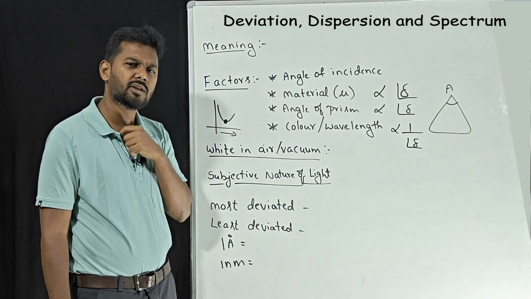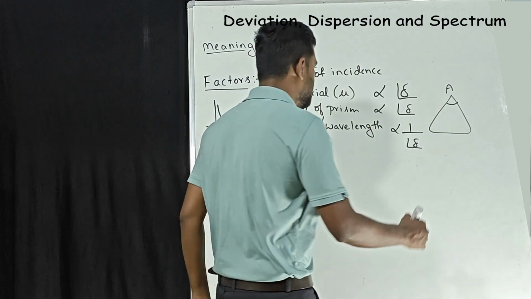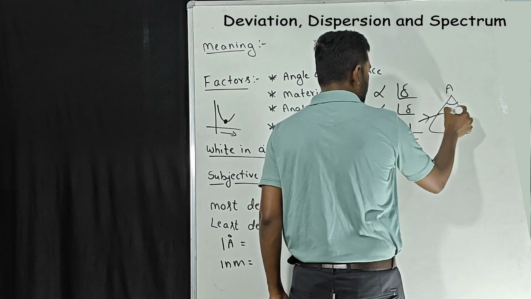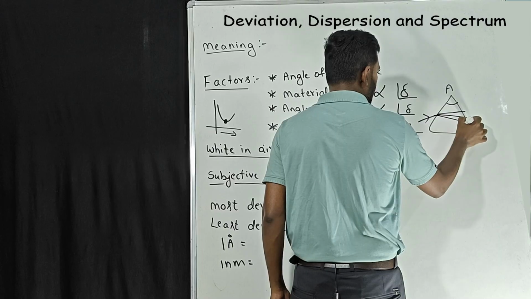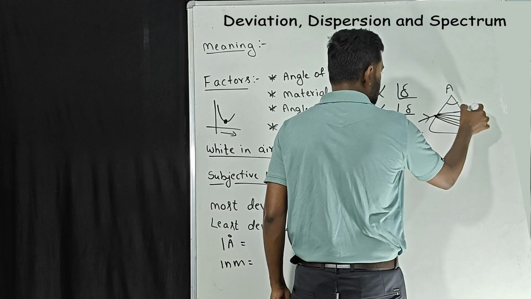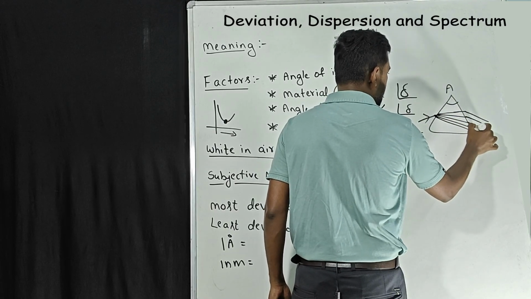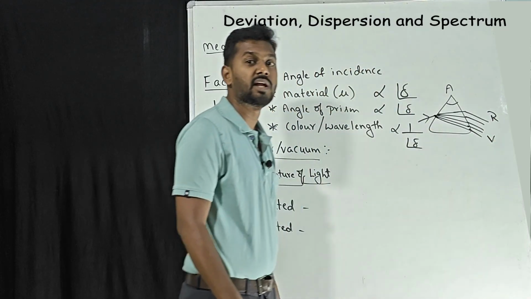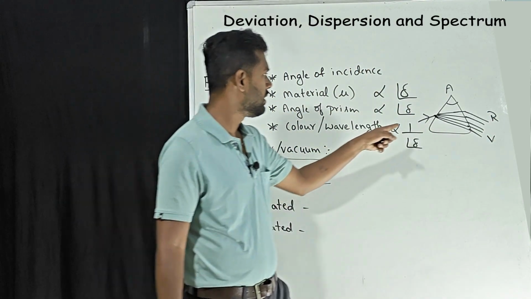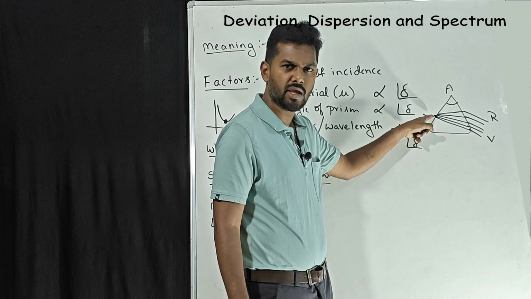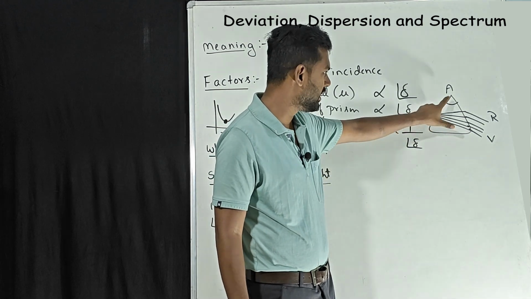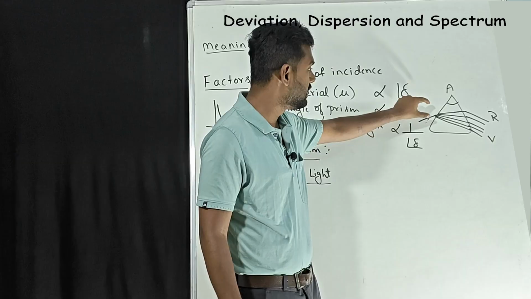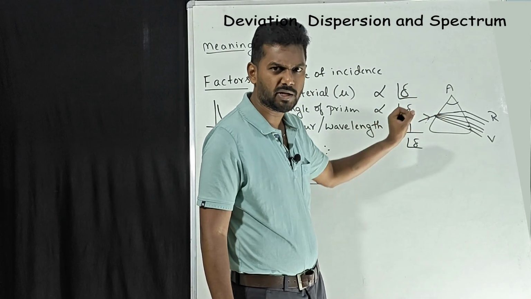What do you mean by that? A very simple example I'll take. If white light is incident, we can see different colors, correct? Which will have more deviation and which will have less deviation is very important. If a white light is incident, it will split into different colors. That process is called dispersion. The band of colors we call a spectrum.